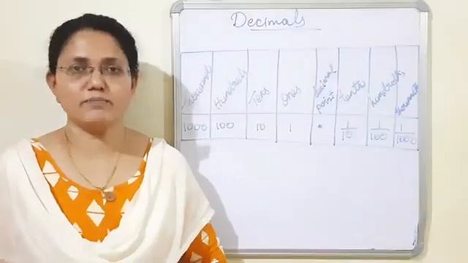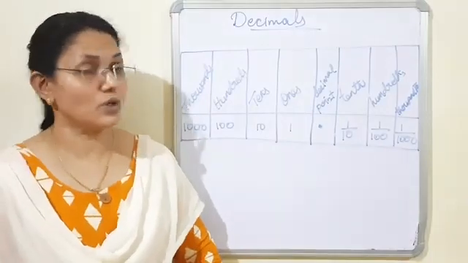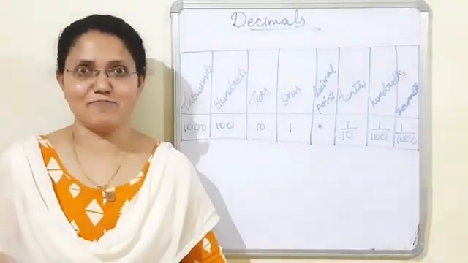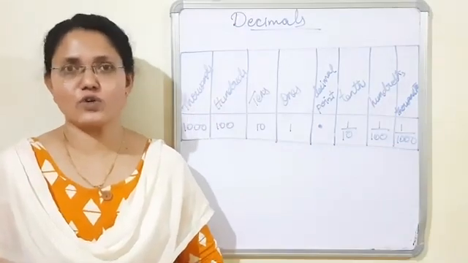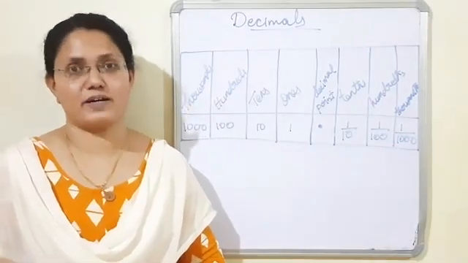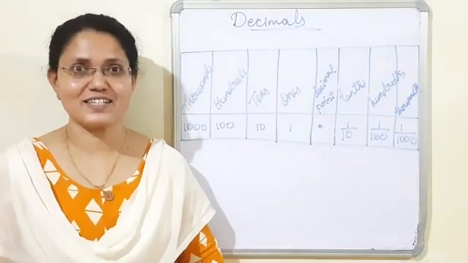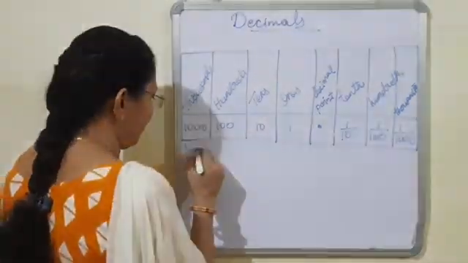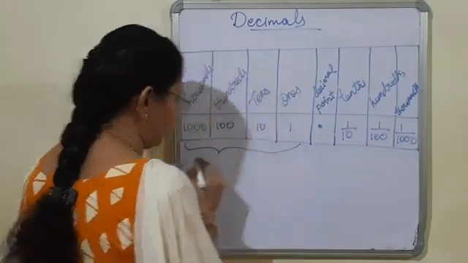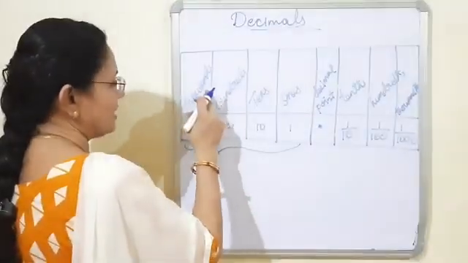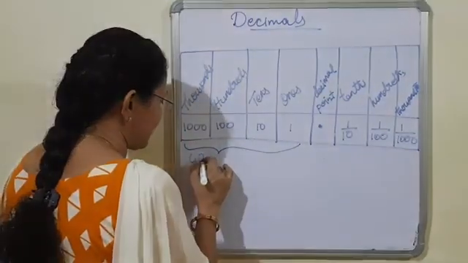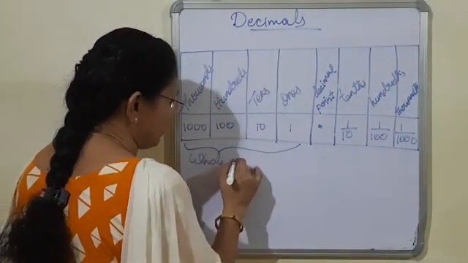Okay, to study decimals, we must know the place value chart of decimal numbers. The place value chart of decimal numbers has 3 parts. Do you know which are the 3 parts? Yes. The first one is the whole number part. Whole number part means the whole numbers, that is ones, tens, hundreds, thousands. Again we can write the places. These places are called the whole number part.